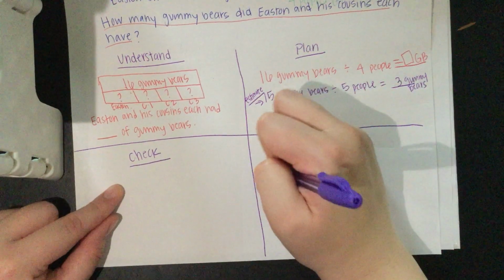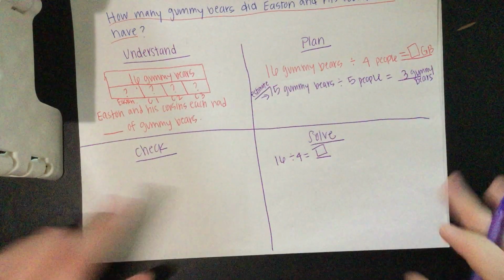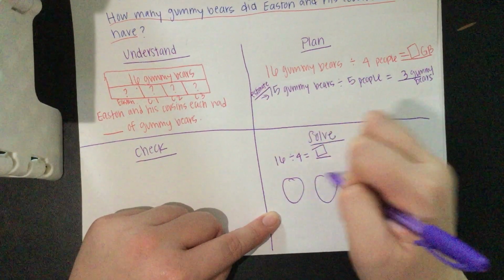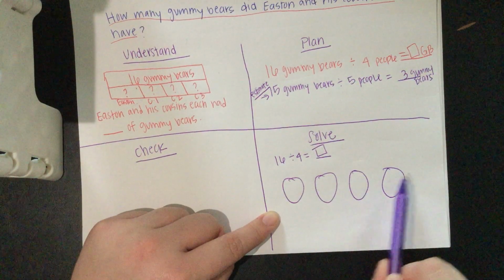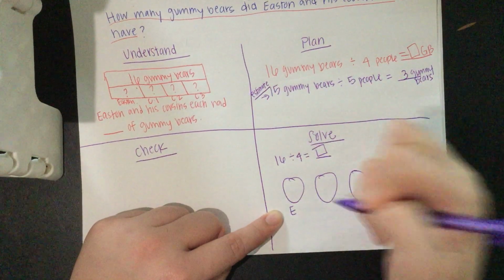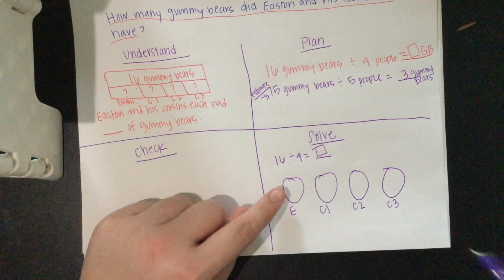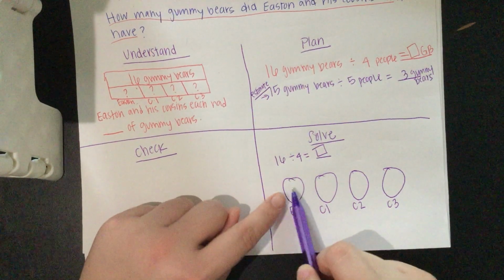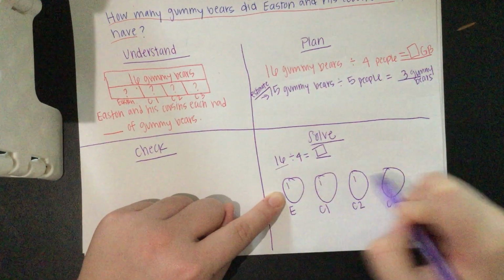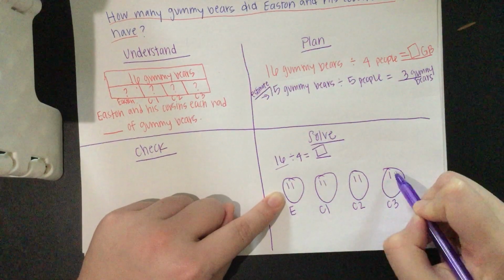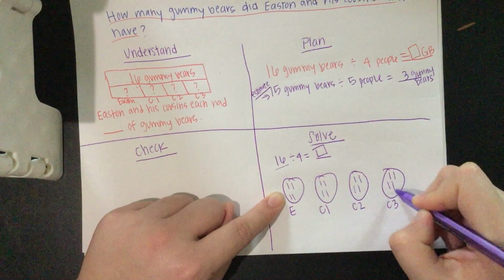All right, so I'm going to solve. Now I'm solving 16 divided by 4 equals blank. I'm going to do equal groups here. And I'm making 4 groups because this would be Easton and his cousin 1, cousin 2, cousin 3, okay? And I can even write a little E, cousin 1, cousin 2, cousin 3, all right? And I'm going to give each person 1 gummy bear until I get to 16. 1, 2, 3, 4, 5, 6, 7, 8, 9, 10, 11, 12, 13, 14, 15, 16.